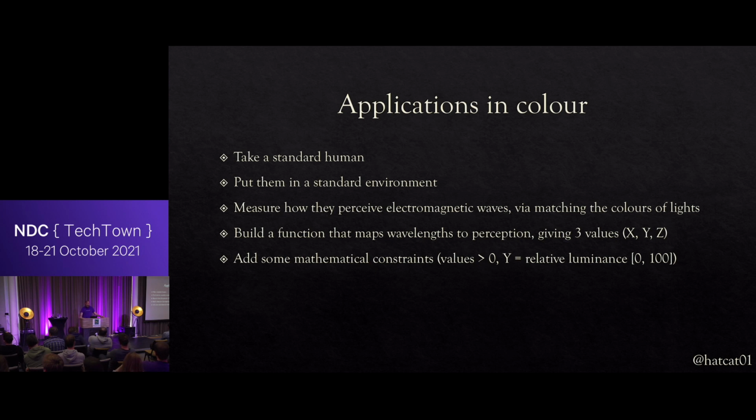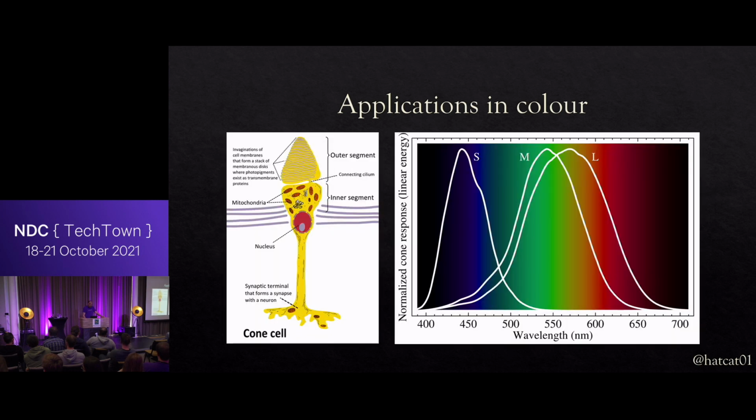And this was first attempted in the late 1920s, 90 years ago. These results were combined by the Commission Internationale de l'Éclairage, which in English is the International Commission on Illumination. And they created the CIE RGB color space, from which the CIE XYZ color space was derived. Now, not all values are possible because the ranges overlap. For example, S and L cannot both be 0.